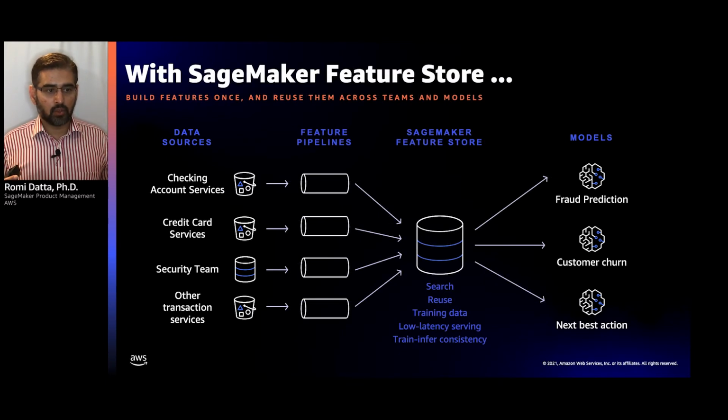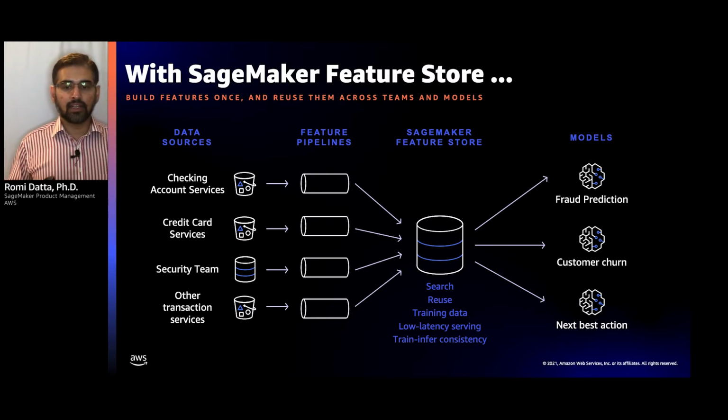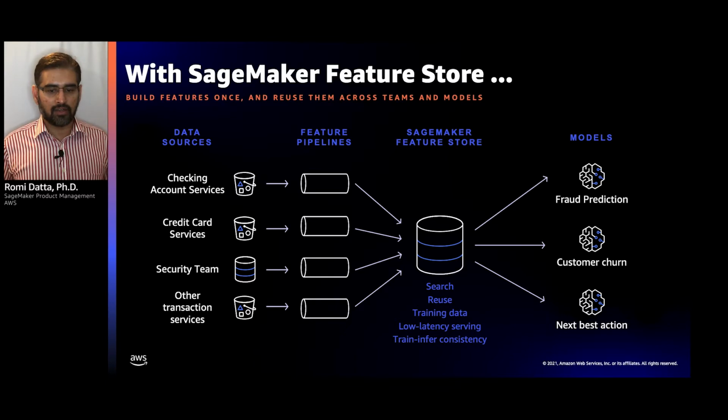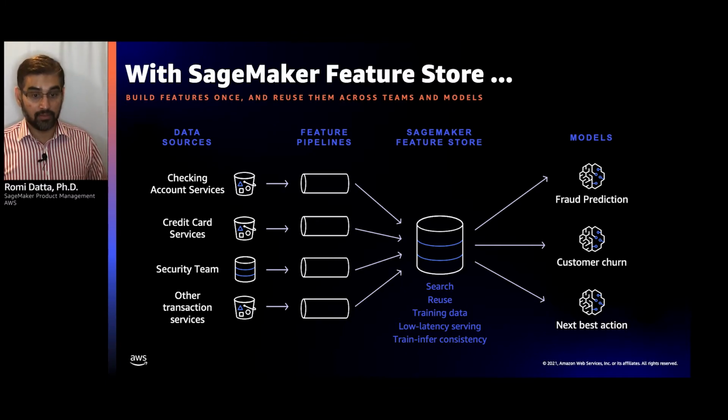With SageMaker Feature Store, you build features once and then reuse them across teams and models. You can search for those features. It's a central repository where you can store the features, search them, reuse them, use them for your training data, and then you can use it for low latency serving for your inference. And when I say low latency, it is up to single digit milliseconds. And a key capability out here is to minimize any skew between training and inference, which is what SageMaker Feature Store enables.